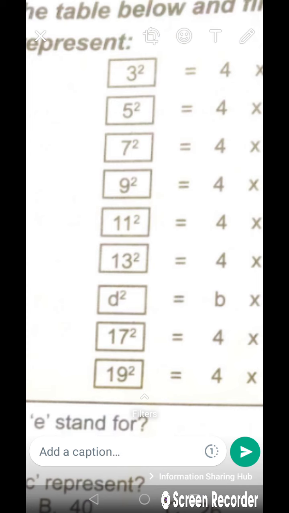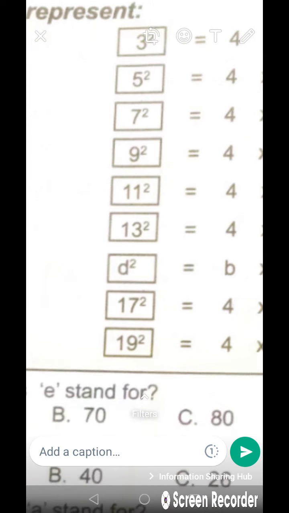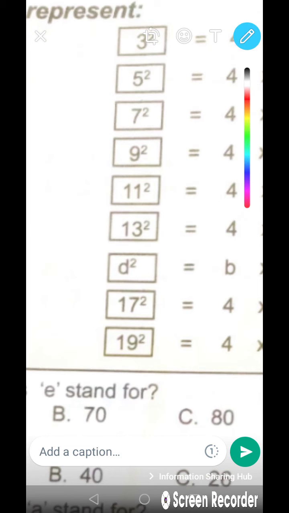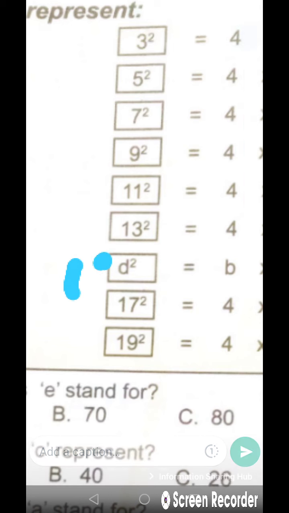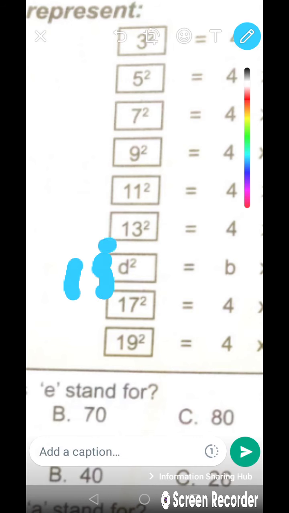So automatically you should know what should be here. Look at this. 3 raised to power 2. You jump 4 to get to 5, jump 6 to get to 7, jump 8 to get to 9, jump 10 to get to 11, jump 12 to get to 13. So automatically this should be what? 15. This should be 15, then 17, then 19. I hope that is clear. So this should be 15.